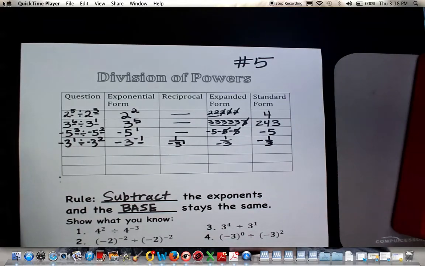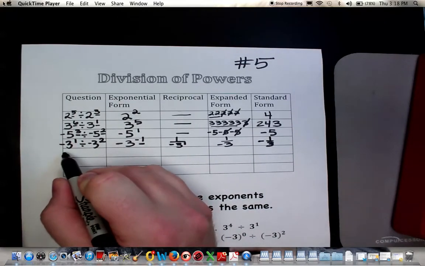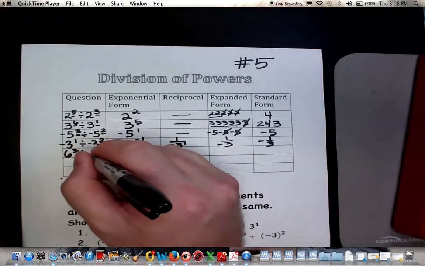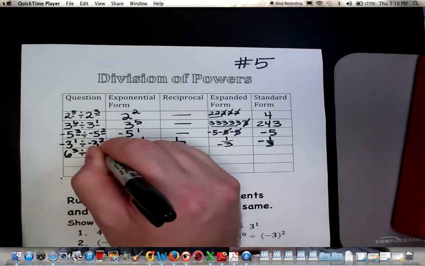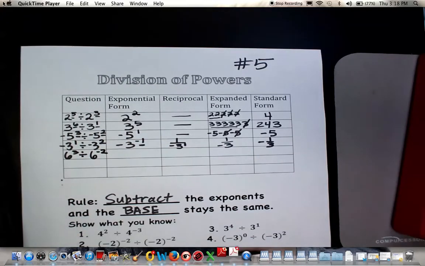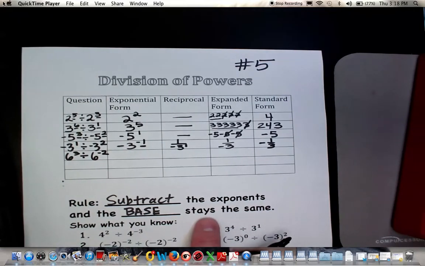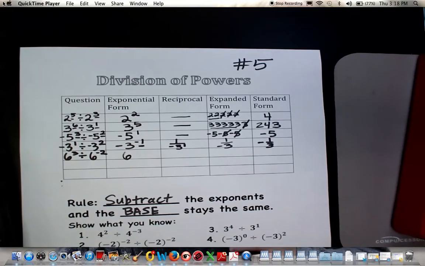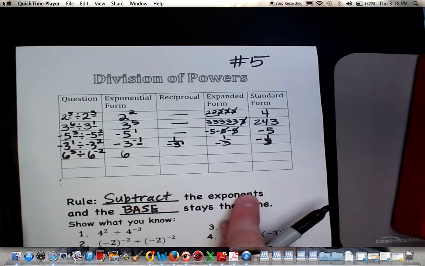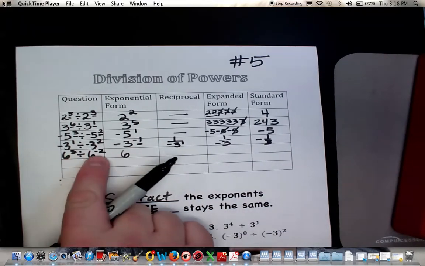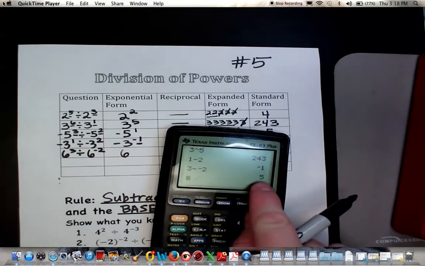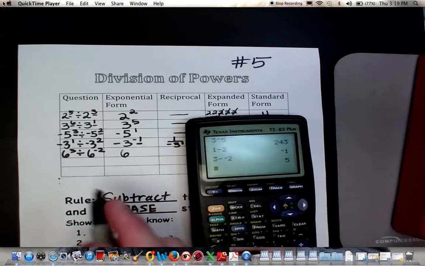Okay? Let's try another one. I got another one here: 6 to the third power divided by 6 to the negative 2 power. Alright, let's use the same formula here. The base stays the same, so my base here is 6. And I need to subtract the exponents. So I'm going to do 3 minus negative 2. I get 5. So now my new exponent is 5.